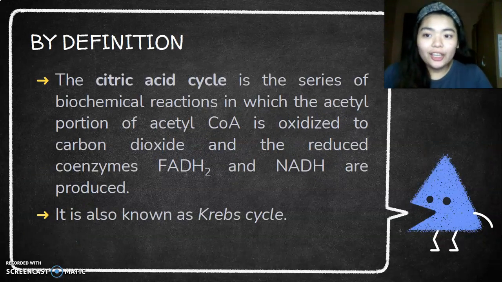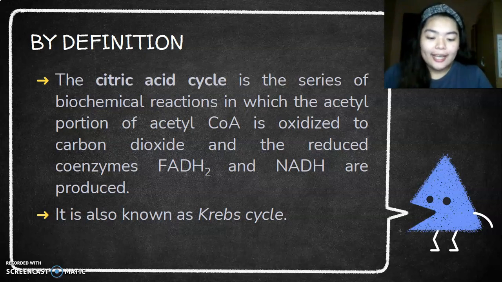By definition, the citric acid cycle is the series of biochemical reactions in which the acetyl portion of acetyl-CoA is oxidized to carbon dioxide and the reduced coenzymes FADH2 and NADH are produced. In other words, it is a biochemical pathway that is used to generate energy through the oxidation of acetyl-CoA and is used for the synthesis of NADH and the production of amino acids.